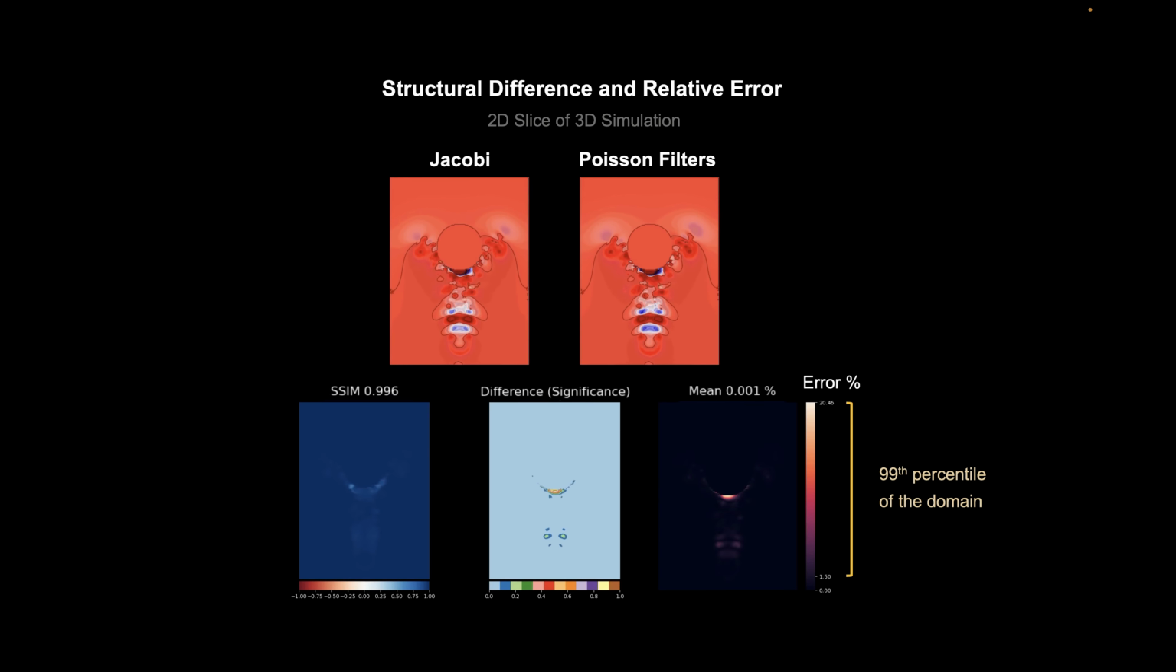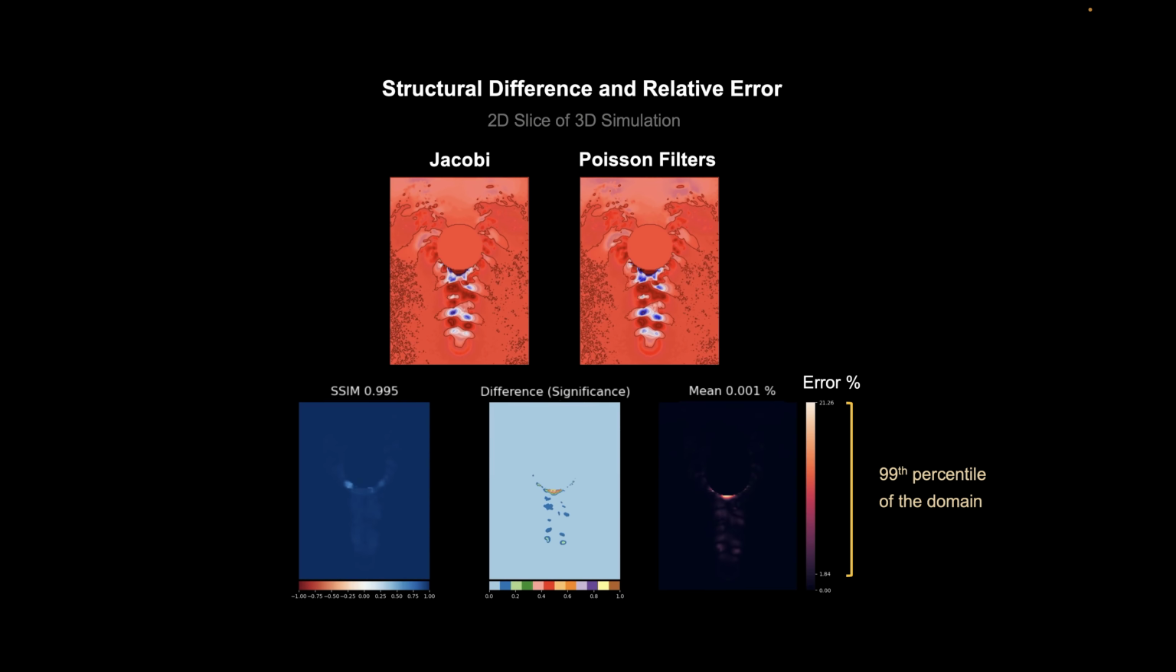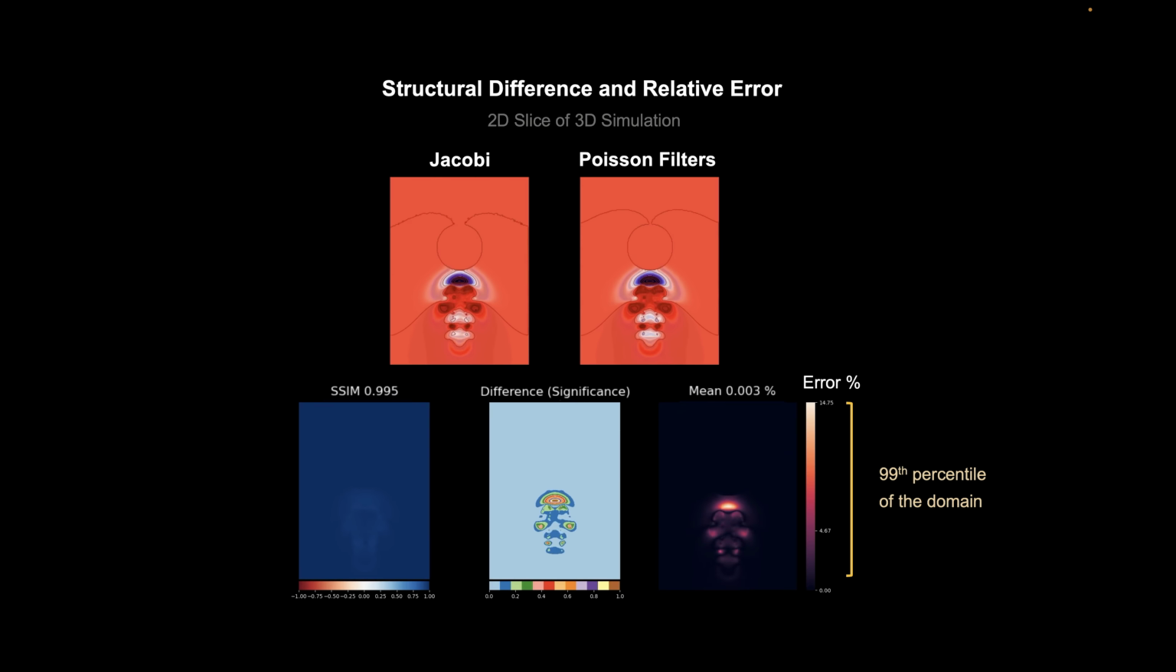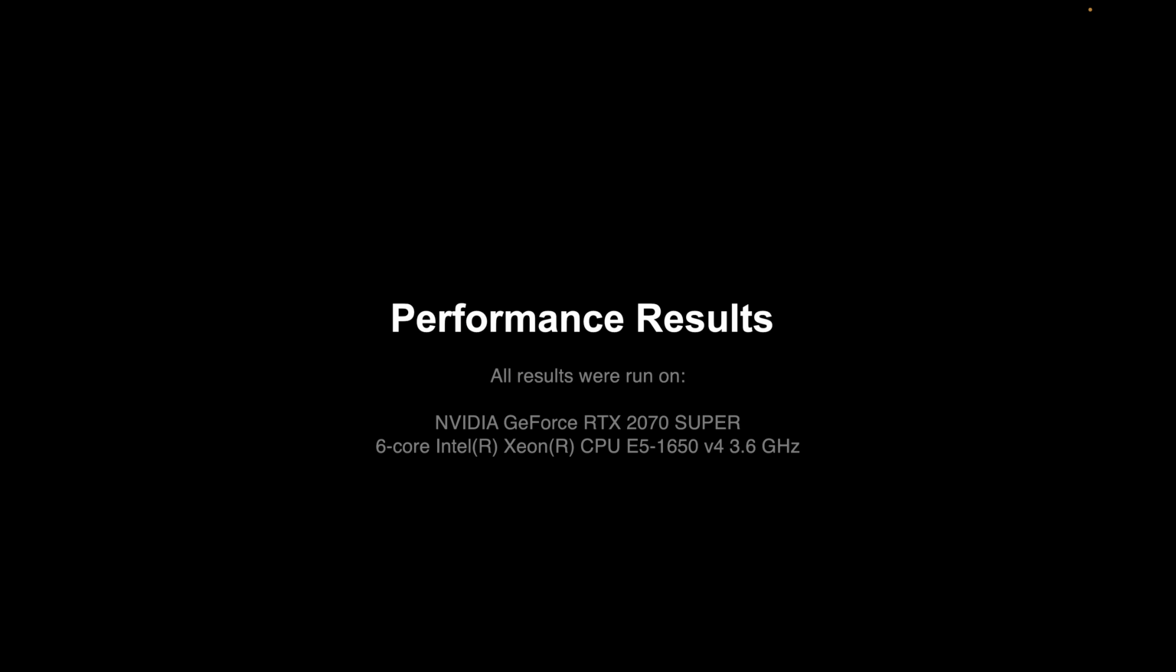We also observe that there is less than 2% error in 99% of the domain, where the object boundaries are almost perfectly satisfied and the wall boundary conditions are 100% satisfied. Let's look at the performance results. We used a decent RTX 2070 GPU in our profiling.